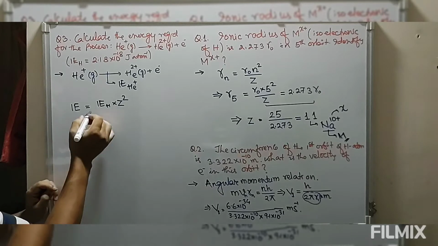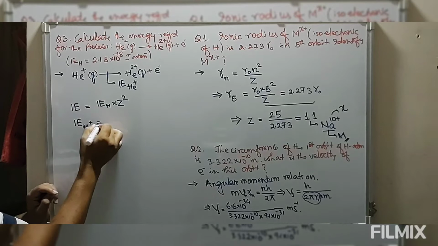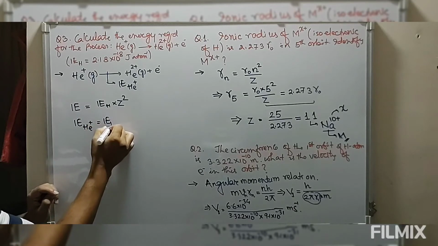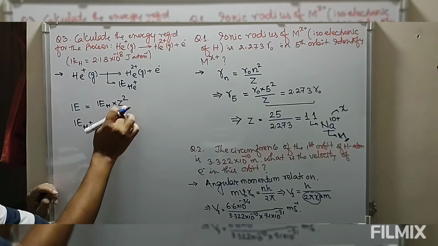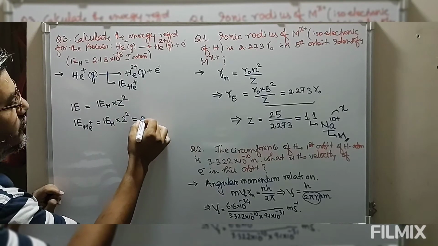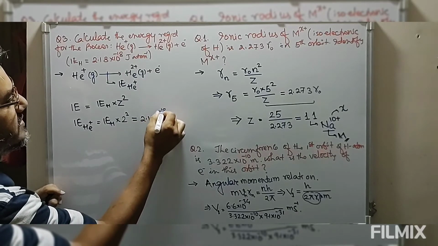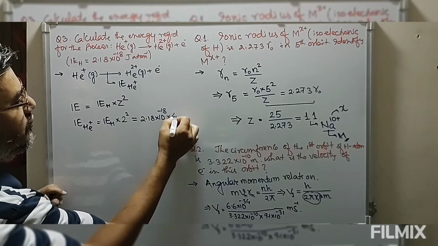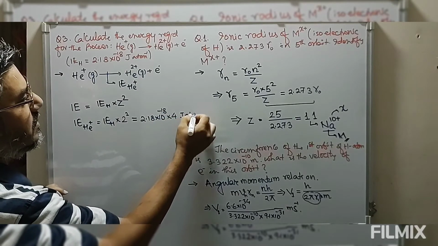So therefore, look at this: the ionization energy of helium plus is equal to the ionization energy of hydrogen into Z square. For helium Z is 2, so we have 2 square, so this comes out to be 2.18 into 10 to the power minus 18 into 4, that is joule per atom.